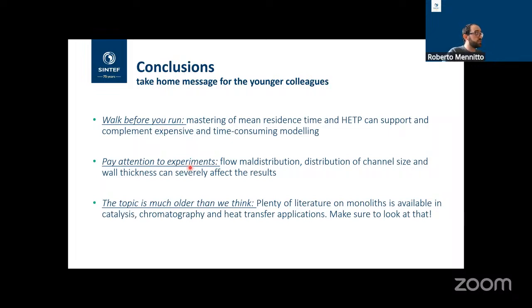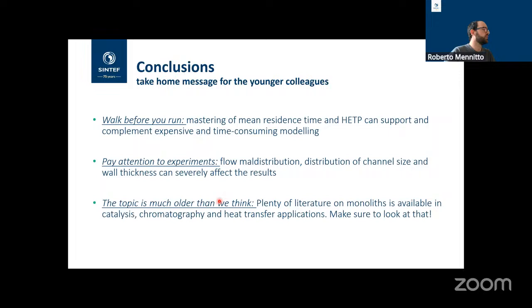The second one is pay attention to experiments. As we have seen, breakthrough experiments might mislead the judgment on mass transfer. So monoliths actually unlock new problems for the IUPAC task force on diffusion measurements. So in future, I'm sure there will be new papers coming out addressing this issue on how to directly extract mass transfer from structured sorbents.